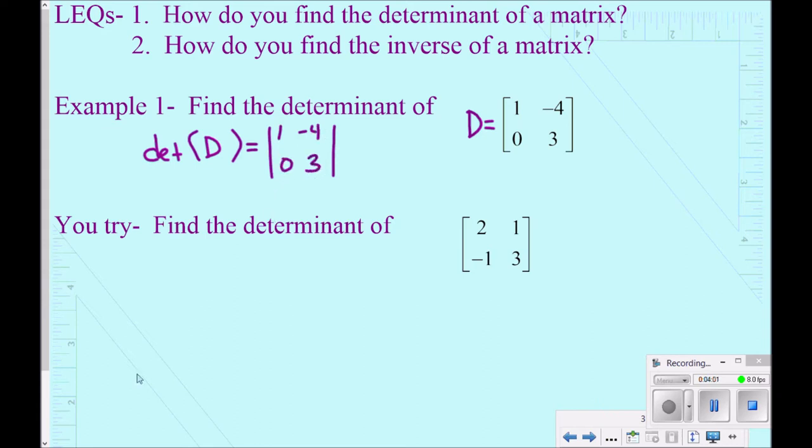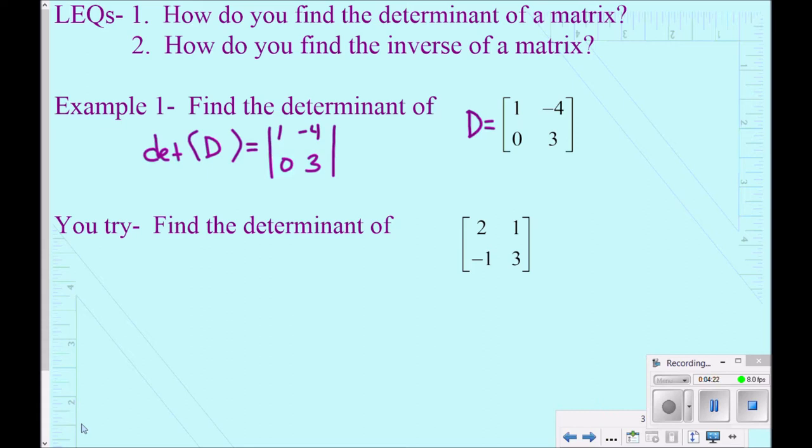When you see that notation, we don't have a bracket, we have those bars and the matrix inside. That means find the determinant of this matrix. Okay, so either DET of the matrix or just the bars. Either way, we know to find the determinant.